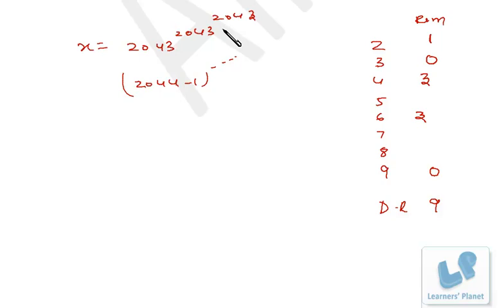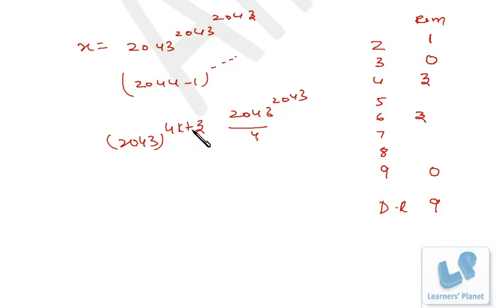It's 4k format: 4k plus 1, 4k plus 2, 4k plus 3. So for 2043 raised to 2043, I need to find out the remainder when it is divided by 4. That's minus 1 raised to 2043, so that's minus 1 because minus 1 has an odd power. So finally 4 minus 1, the remainder is 3. That means this number is actually of 4k plus 3 format. So I can write 2043 raised to 4k plus 3.